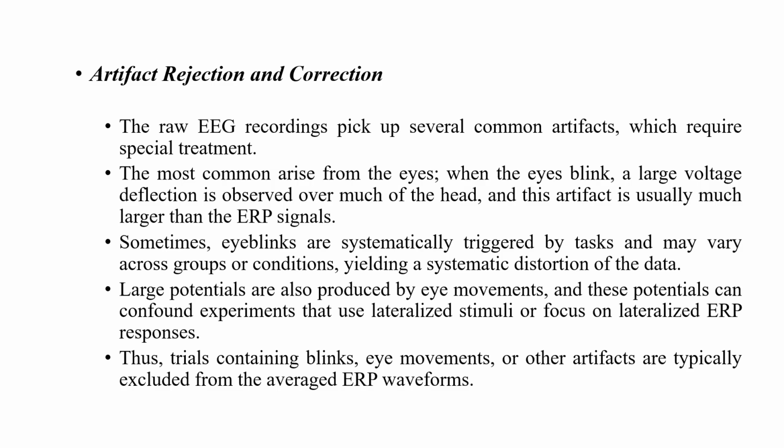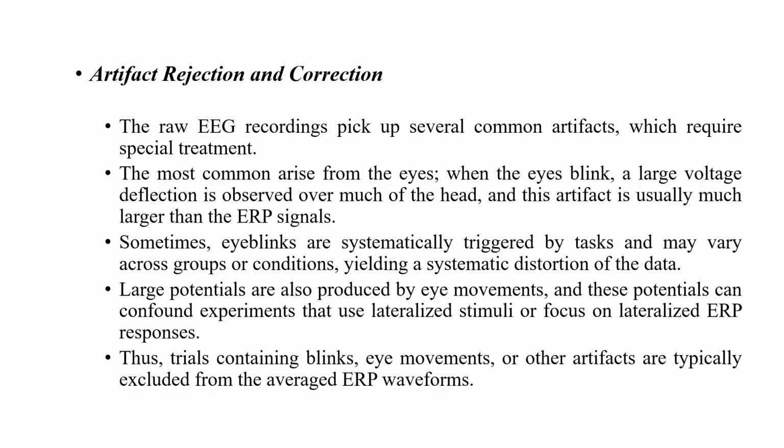Now, after the recording is set up, the next very important step is artifact rejection and correction. The raw EEG recordings, as we were just talking about, pick up several common artifacts which require special treatment. The most common of these artifacts arise from the eyes. When the eyes blink, a large voltage deflection is observed over much of the head, the entire scalp, and this artifact is usually much larger than the ambient ERP signals that you are actually interested in.